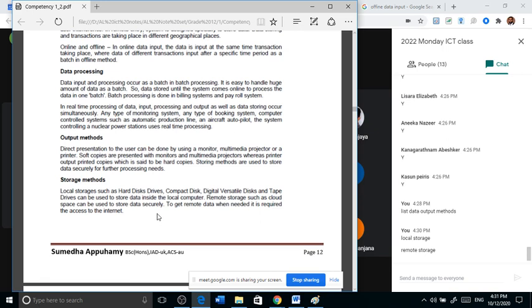We will go to this storage method. So what are the two main storage methods? Local storage and the remote storage.